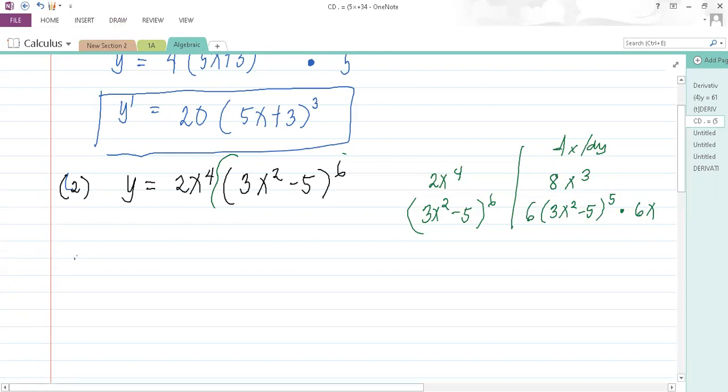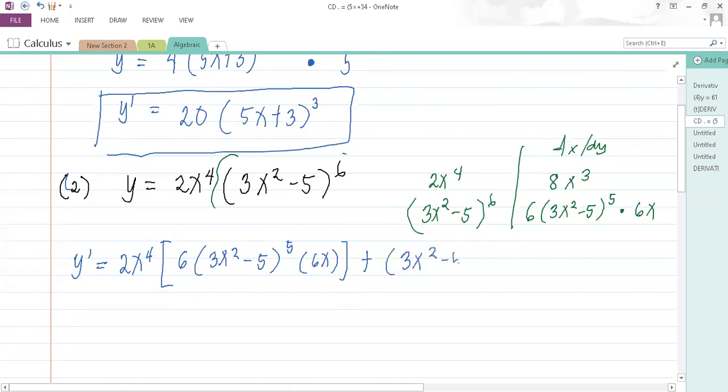Okay, so substituting now, that is y prime, that is equal to the derivative of a product. Okay, so the derivative of a product, kunin natin yung first term, 2x to the 4, i-multiplied natin siya sa derivative ng second term. So anong derivative niya? Ito, yung given dito. That is 6 (3x squared minus 5) raised to 5 multiplied by 6x. Okay, so we have to add, i-add natin yung second function natin, (3x squared minus 5) raised to 6. I-multiply natin yung derivative ng first function. So ang derivative natin sa first function is 8x raised to 3.